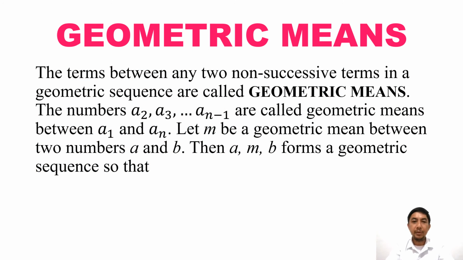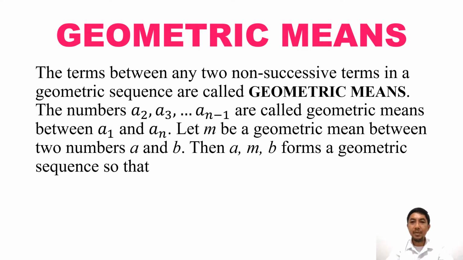Okay, so first we are going to define geometric means. The terms between any two non-consecutive terms in a geometric sequence are called geometric means. The numbers a sub 2, a sub 3, up to a sub n minus 1 are called geometric means between a sub 1 and a sub n.